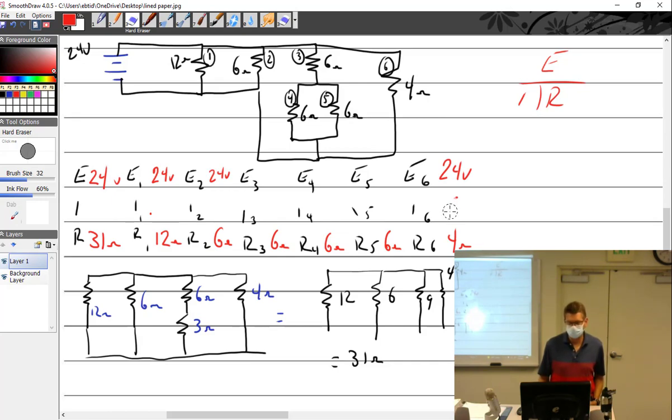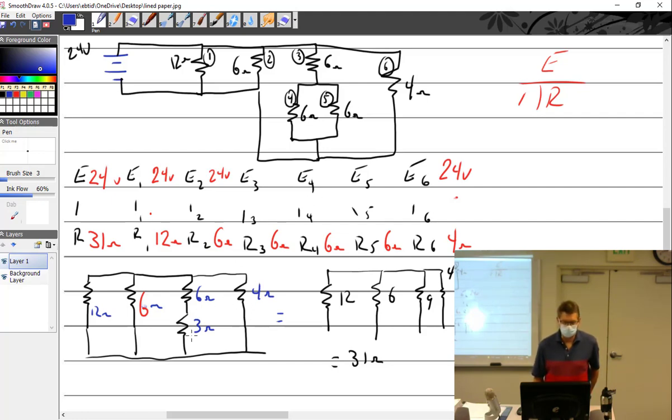How you guys doing? Are you considering 3 as parallel? R3? Uh-huh. It's in series with 6 and with 4 and 5. So 12 ohms here. You have 6 ohms here. You have 6 right here. And 6 and 6 together are going to make 3. And this is going to be 4.